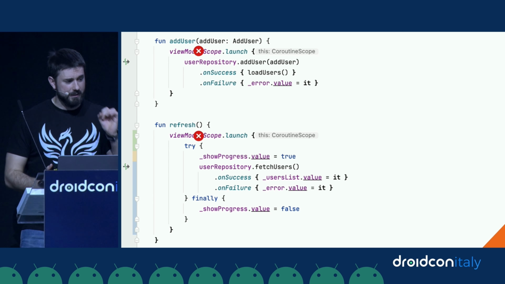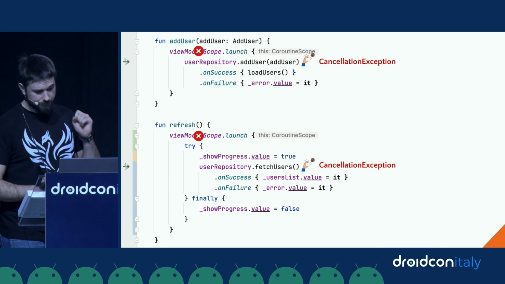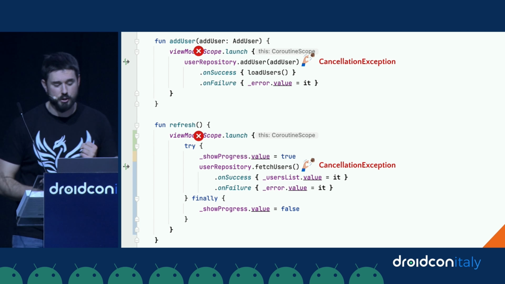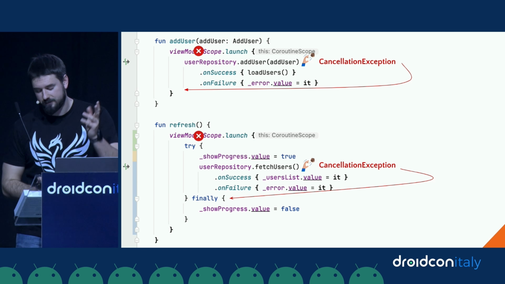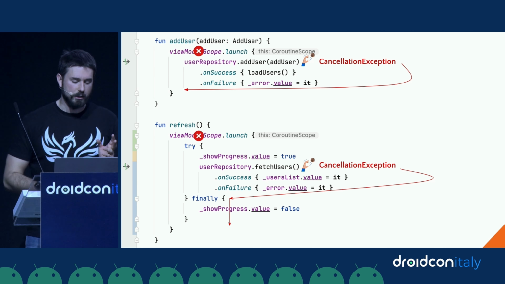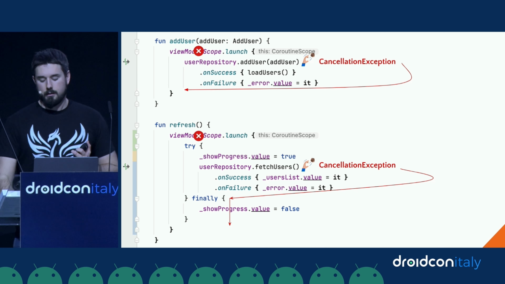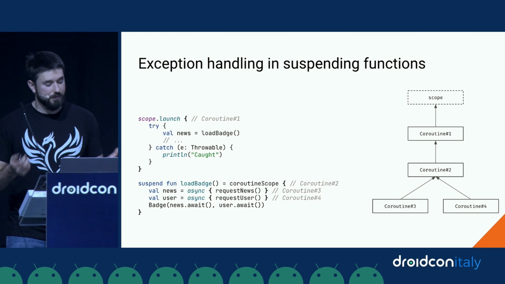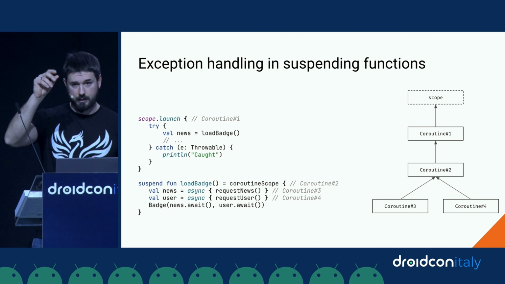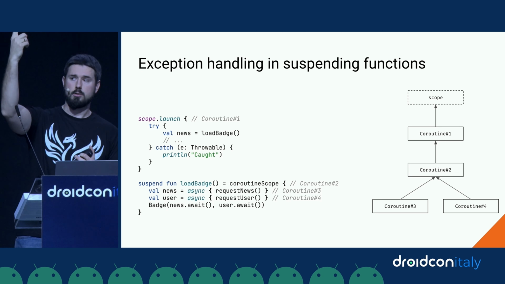On every suspension point, on the first suspension point, there is an exception thrown. It's a special exception, cancellation exception, and it helps us complete the coroutine as fast as possible, while still executing all the finally blocks. The same happens in suspending functions. Cancellation can also go, exceptions can also propagate from the bottom and go up.